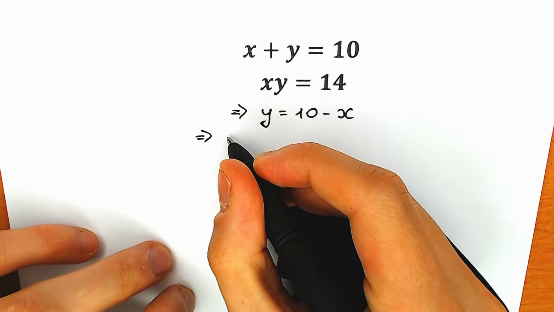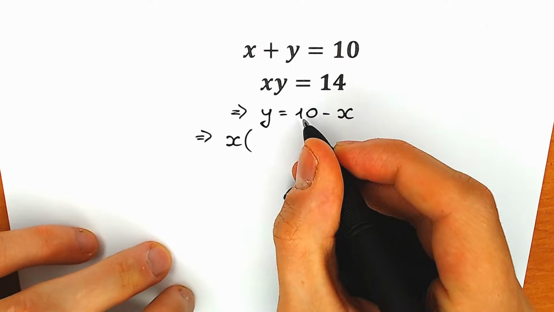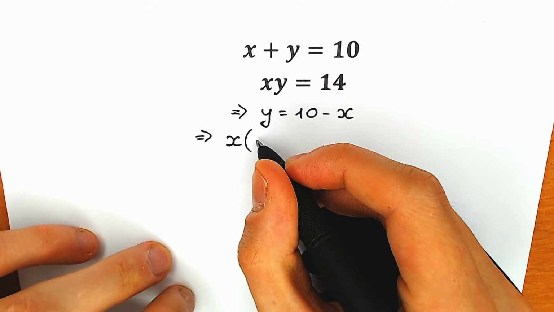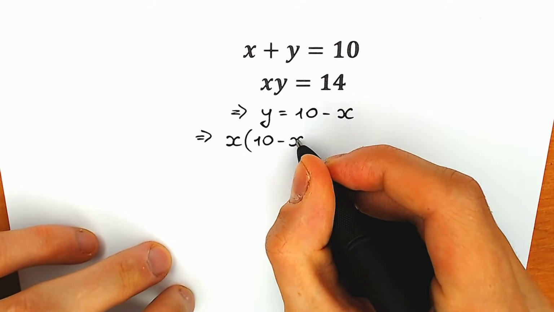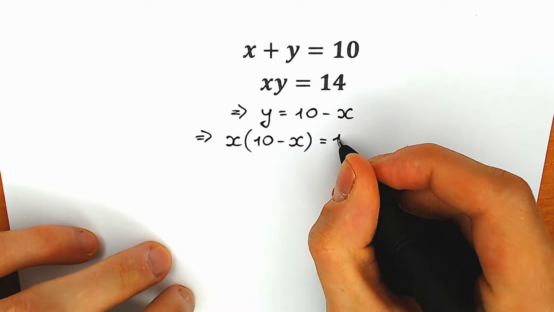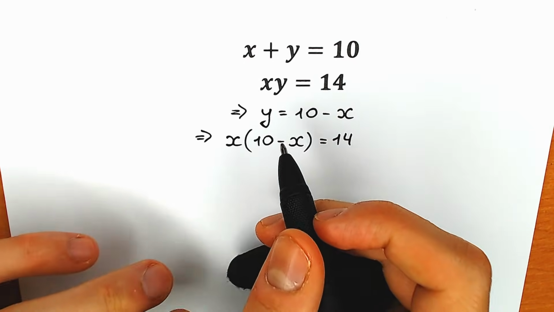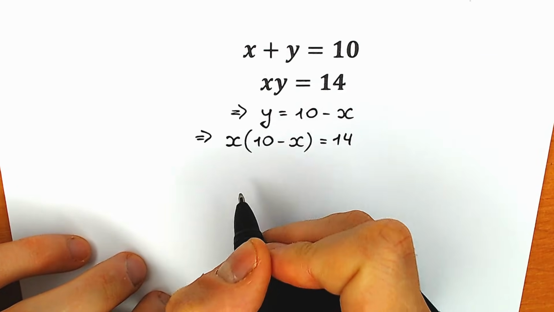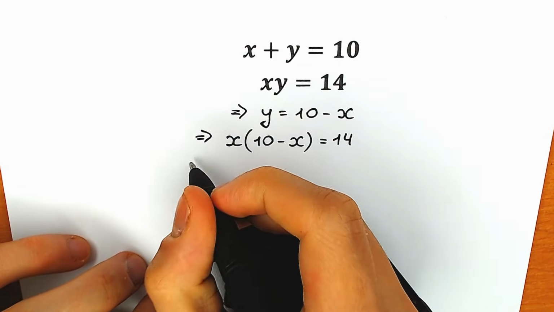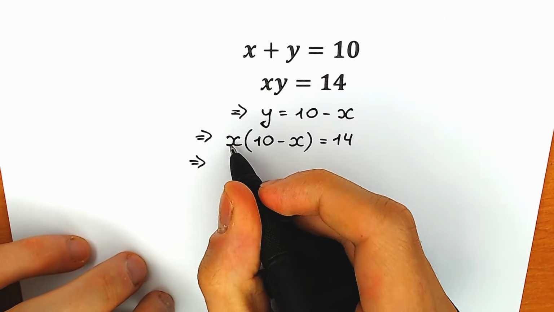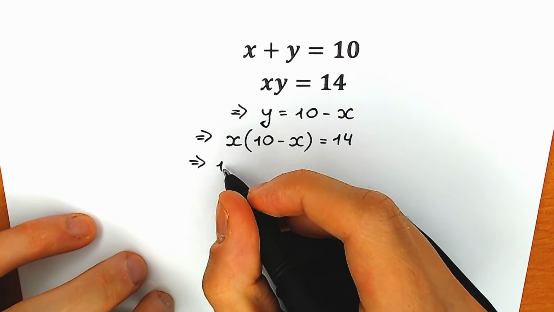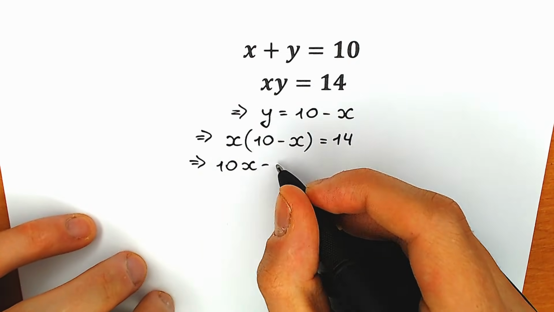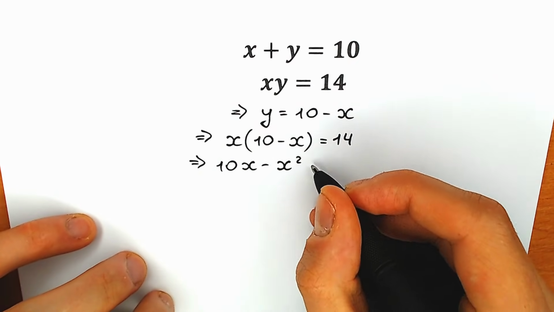As a result, we have x times (10 minus x) equal to 14. Right now we have only one variable, so it's much easier for us to work with this expression. First of all, let's multiply this x by the parenthesis. So we have 10x minus x squared equal to 14.